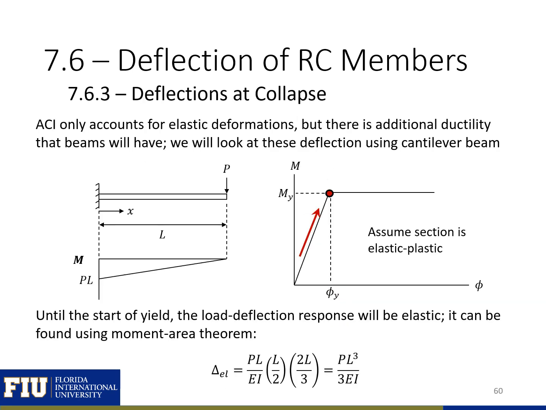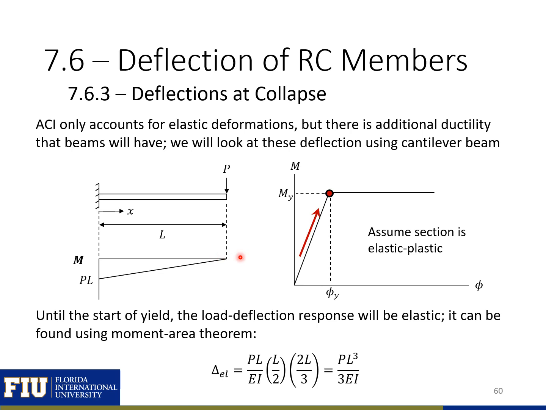ACI only accounts for elastic deformations, but there is additional ductility that beams will have. So we're going to look at these deflections using a cantilever beam, looking at deflections that happen after our elastic region and into our plastic region. So here we have a cantilevered beam with a moment diagram. Our moment is equal to PL at the end, and we have a point load at the end. So we're varying linearly up to a zero moment at the end of the cantilever beam.